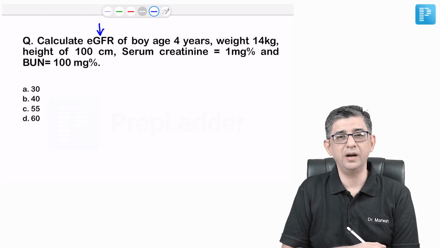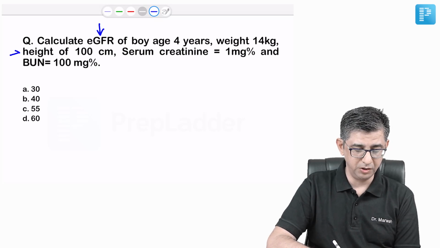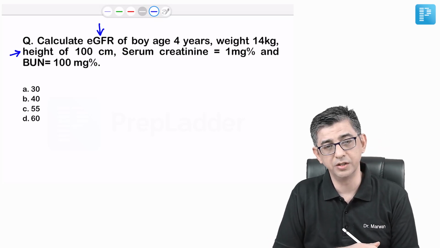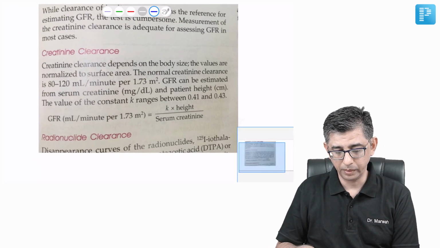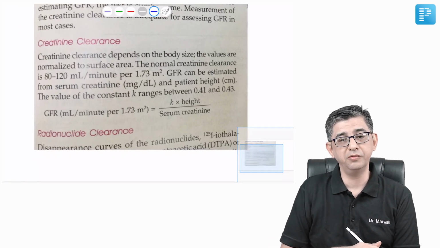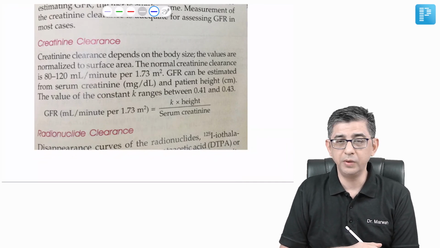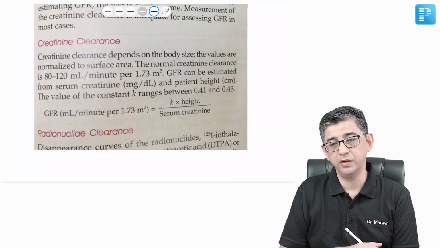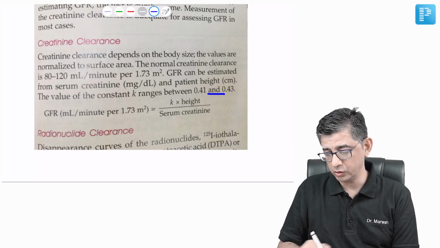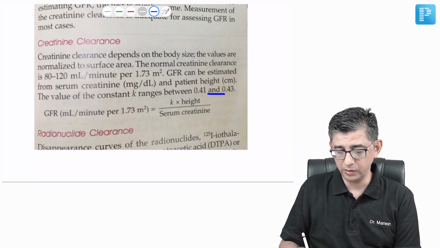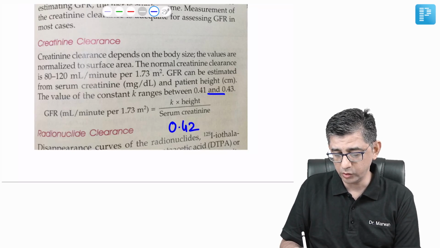And for the pediatric age group, we don't take into consideration the weight, but we take into consideration the height of the child. I'll show you a reference from Ghai, which says that to calculate the GFR, we'll be taking a kappa value multiplied by height divided by the serum creatinine. This kappa value ranges between 0.41 to 0.43. So let us say 0.42 as an average.